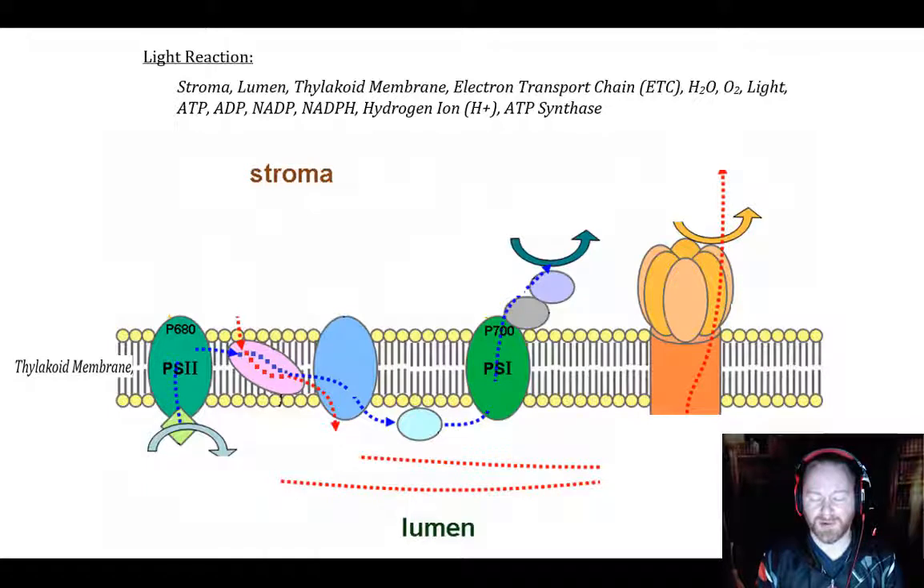So remember, the products of the light-dependent reaction were a little bit of ATP, and we also got NADPH. We took in water, and we took in light, and released oxygen. You'll notice that two of these proteins are labeled. One's called PS1 and the other one's called PS2. This stands for photosystem, and there are two of them. We're going to start with PS2.